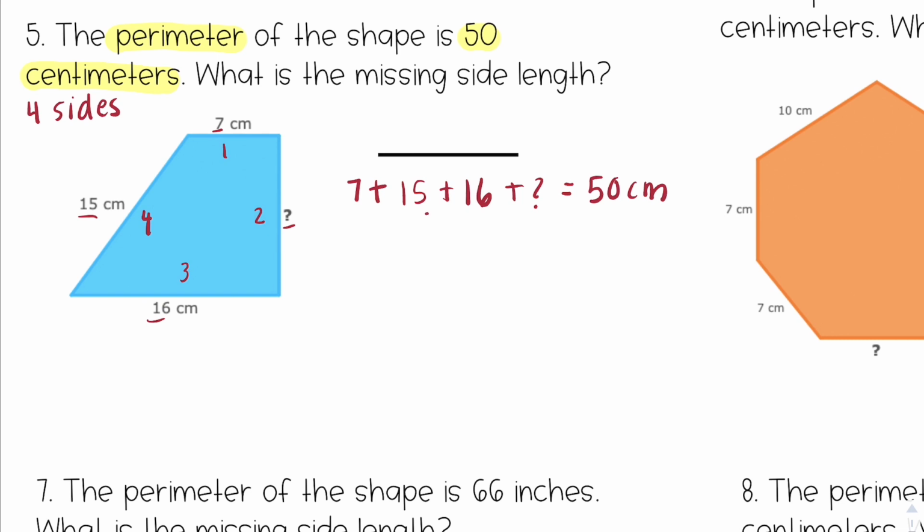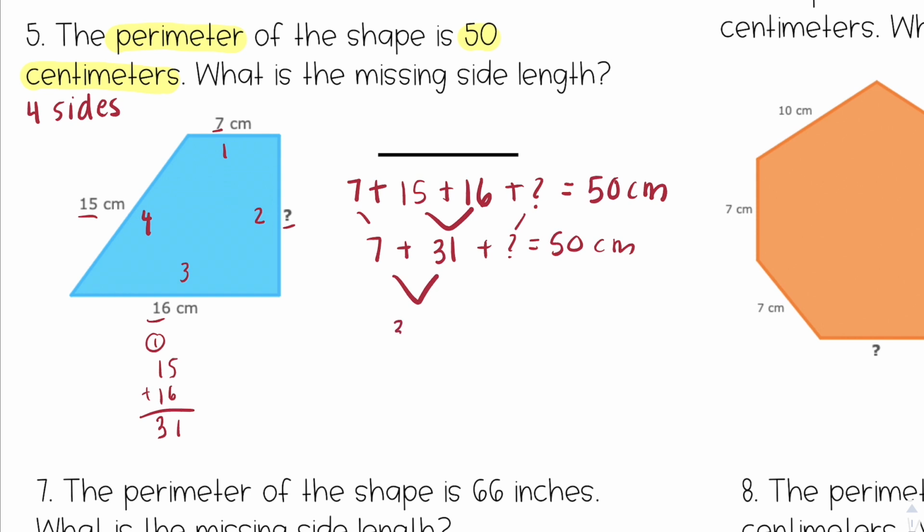I'm going to combine 15 and 16 to make 31. 5 plus 6 is 11, and I regroup the 10, and then I have 3 10s, so I have 31, plus 7, plus question mark, equals 50. I know that 7 and 31 make 38, plus question mark, equals 50.